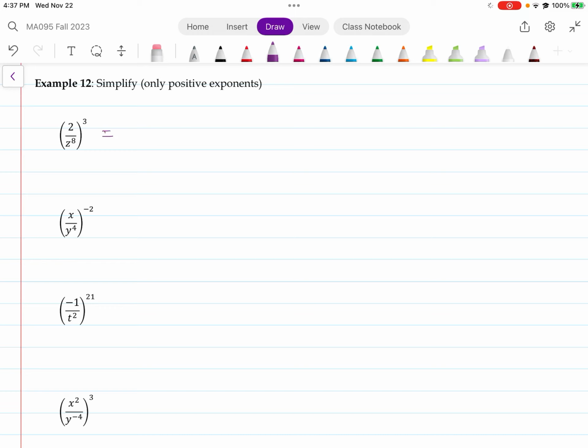All right, so the first one we get 2 cubed over z to the 8 cubed. So that becomes 8 over z to the 24. All right, the next one we'll get x to the minus 2 over y to the 4 to the minus 2. And you will get to where you can skip some of these steps, but at first you may not want to do that.